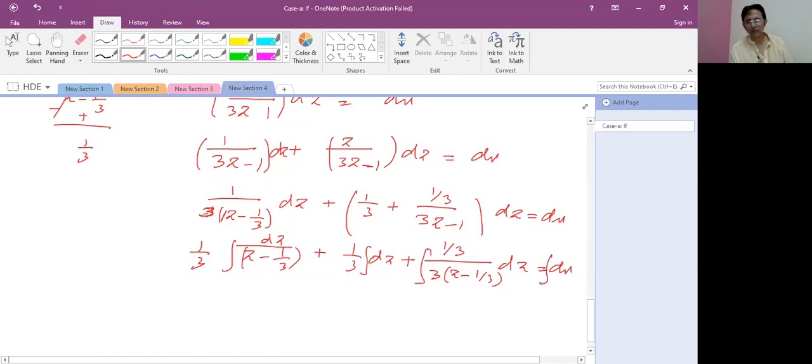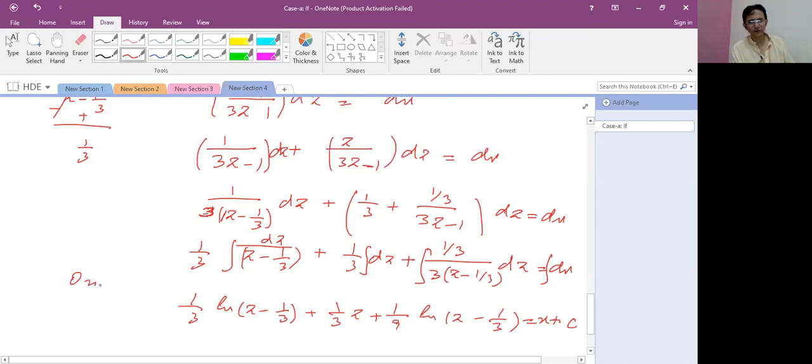Taking the integral sign on both sides. But when we take common, student, 1 upon 3 multiplied by 3, it is 1 upon 9. And the integral of ln z minus 1 over 3: 1 upon 3z plus 1 upon 9 of z minus ln z minus 1 over 3 equals x plus c.